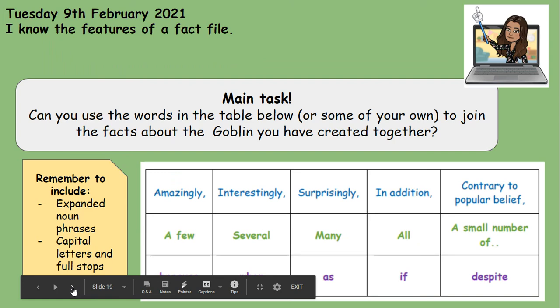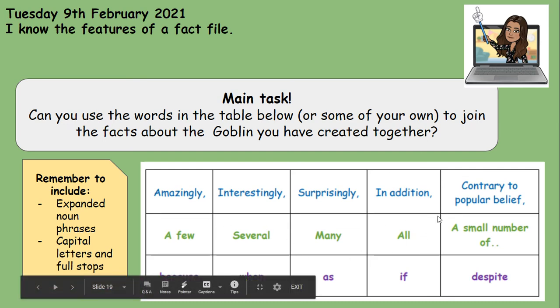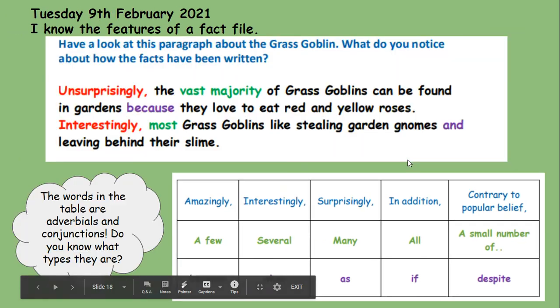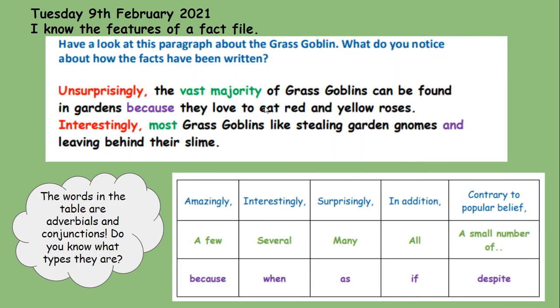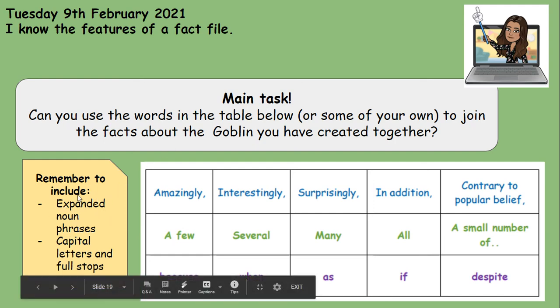This is your main task. From your drawing and your facts, you are going to join your facts together. So use this word box, word bank, and add them into your facts. In total, it should look like this: one paragraph, or you might have two paragraphs to describe your goblin, depending on how much you have written already. Try and challenge yourself and include an expanded noun phrase. And of course, don't forget to use capital letters and full stops. Good luck.